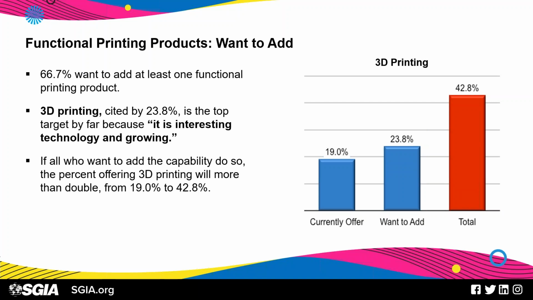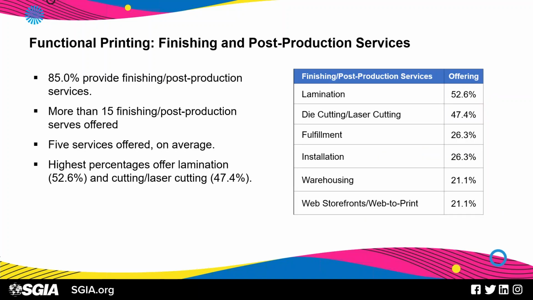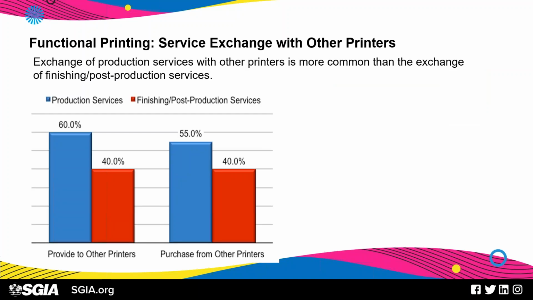And I doubt anything on the next two slides is going to surprise you. 85% of functional printers surveyed provide finishing post-production services. They offer a broad range of finishing and post-production services, more than 15 in total. The highest percentages offer lamination and die cutting. And as the next slide shows, there is an exchange of services with other printers.